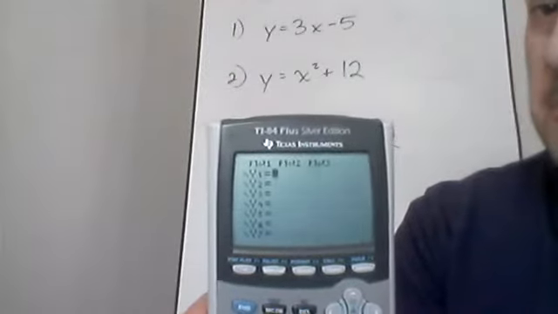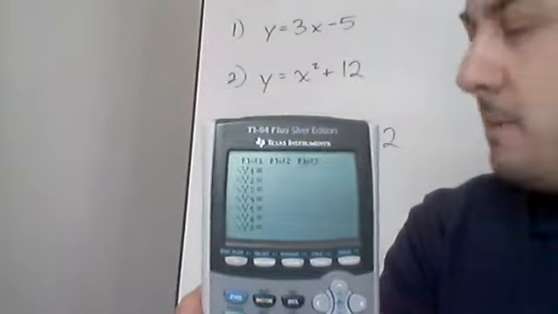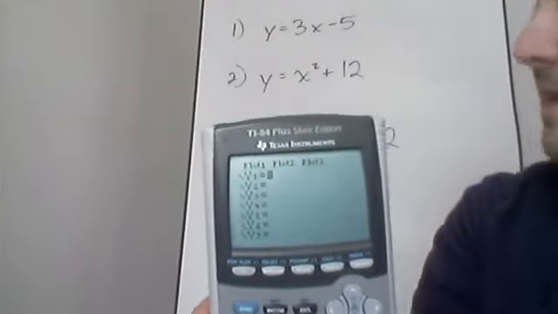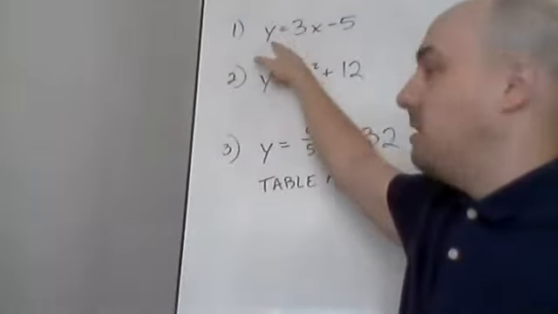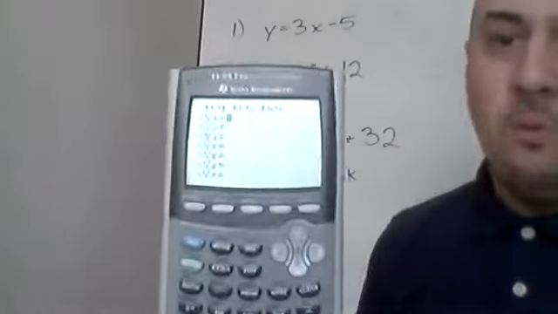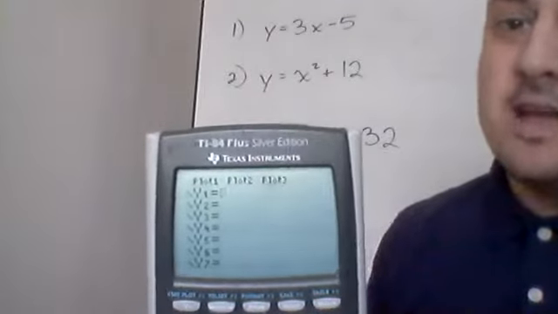There's my y1. So I'm going to type y equals 3x minus 5 into that y1. It already has the y equals, so I don't have to type this part of the equation in there. That's already there with that y1 equals. I just have to type the 3x minus 5.